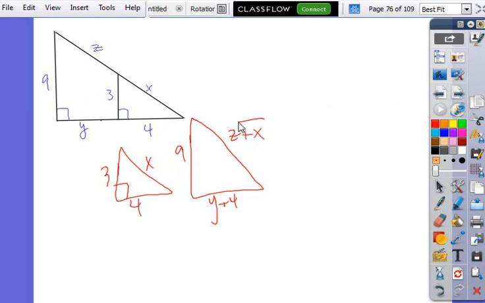All right, now that's the problem. I can't do Z plus X, so I need to figure out what X is first. What is X? Hopefully we recognize it's a 3, 4, 5. If you don't recognize it's a 3, 4, 5, do Pythagorean theorem. So now I know that's a 5, and then I can start doing the proportion.